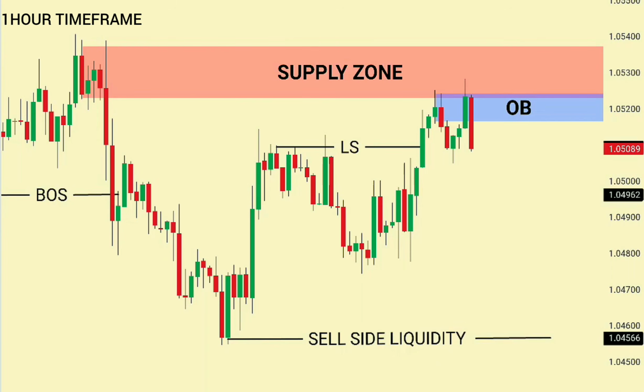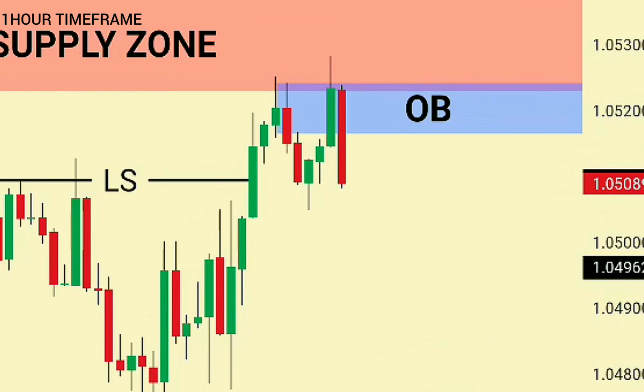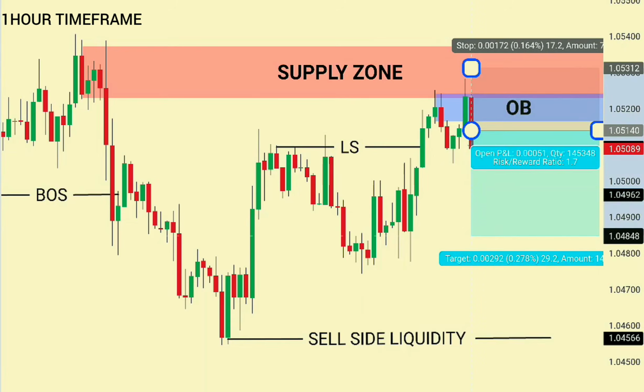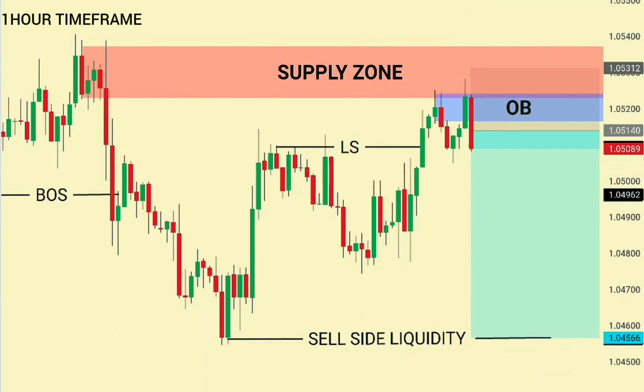As sellers step in, price produces a strong bearish displacement, showing that selling pressure is beginning to take control. That reaction provides the confirmation I've been looking for throughout this entire sequence. With the bearish displacement rejecting the order block, the sell position can now be executed. The protective stop loss is placed above the recent high, while the objective remains the sell-side liquidity we identified earlier. At this point, every step of the blueprint has come together exactly as planned.